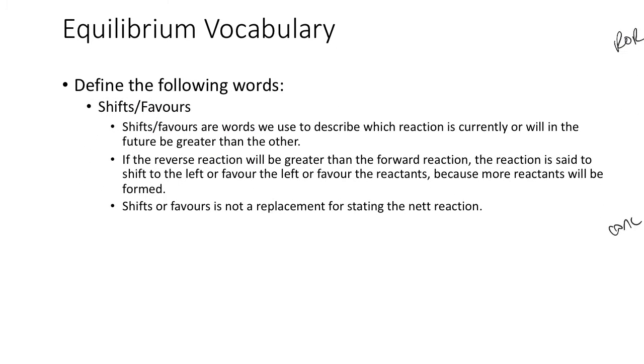So, equilibrium vocabulary. The first one we're dealing with is shifts and favors. Shifts and favors are words that we use to describe which reaction is currently, or will in the future, be greater than the other. Effectively, it's saying which reaction, the forward or the reverse, has a faster rate. If the reverse reaction will be greater than the forward reaction, the reaction is said to shift to the left or favor the left. This is why we use shifts and favors: we're using a direction, left being towards the reactants, because more reactants will be formed.